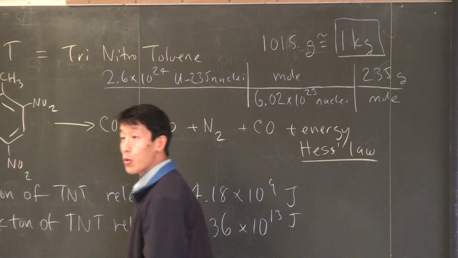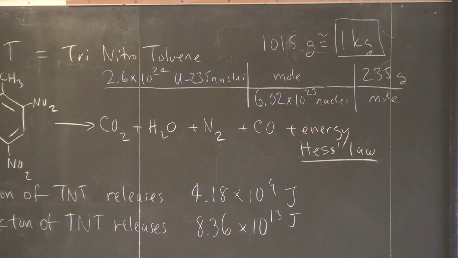Of U-235, assuming all the nuclei undergo this nuclear reaction, will produce the same amount of energy as 20 kilotons of TNT.